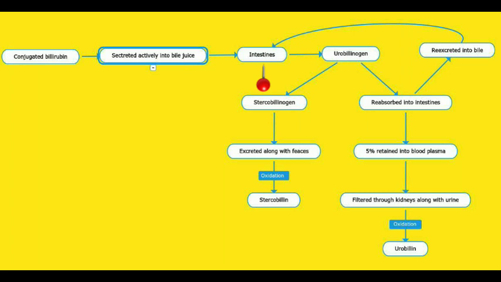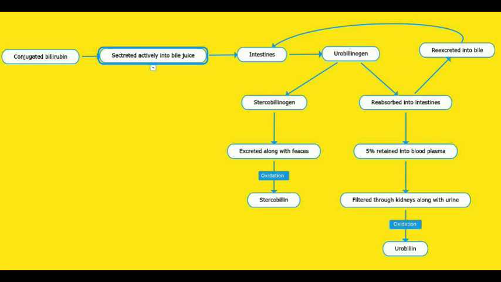Inside the intestine, the conjugated bilirubin is converted into urobilinogen. Now a part of this urobilinogen gets converted into stercobilinogen. Stercobilinogen is excreted along with the stools or feces. Now during excretion, when the feces come in contact with atmospheric oxygen, the stercobilinogen is oxidized to stercobilin. So basically a part of urobilinogen is converted into stercobilinogen and finally into stercobilin and is excreted along with the stools.